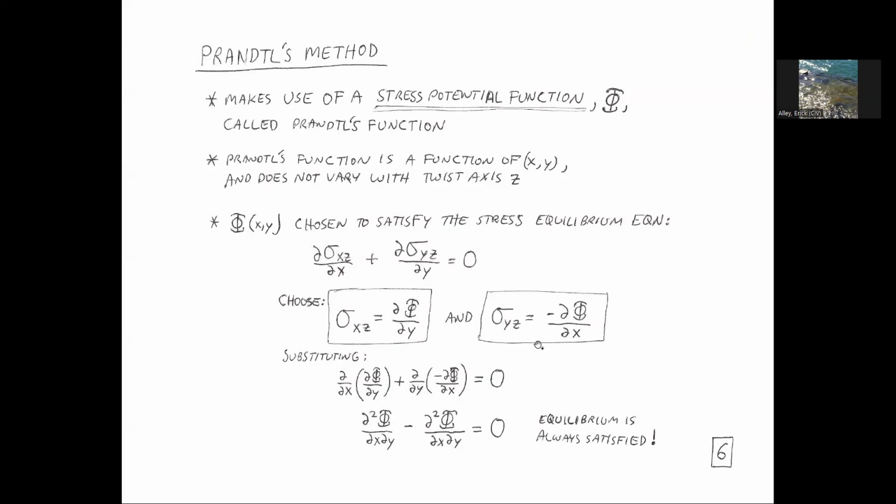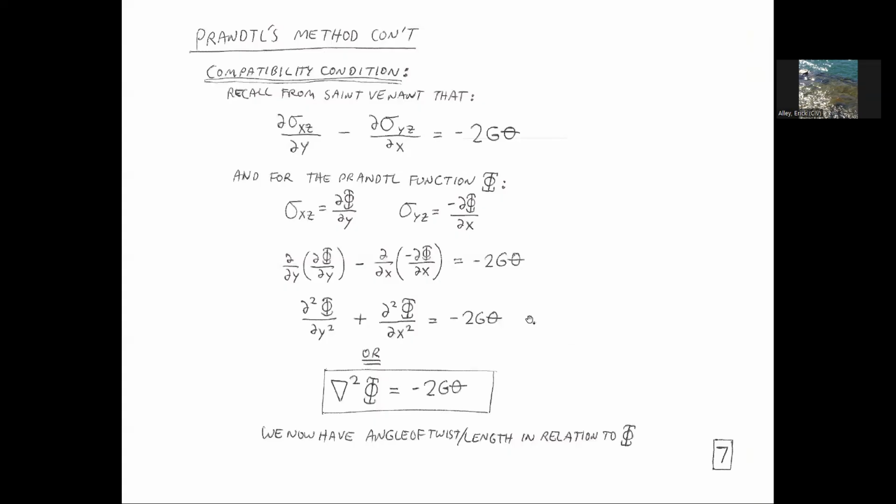All right, we all agree there? So now we've got our function and the stresses that are going to come out of it. The only thing we've got to do now is choose what this function is. All right. So our compatibility condition says d sigma xz dy minus d sigma yz dx is minus 2G theta.